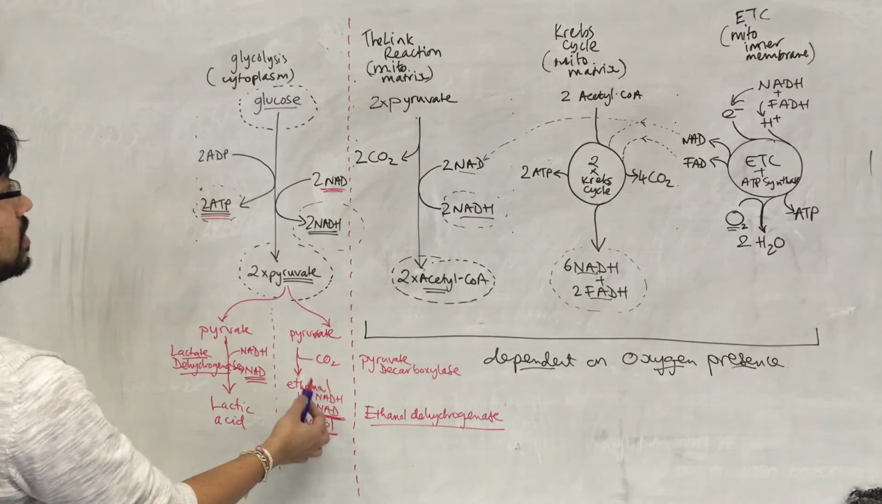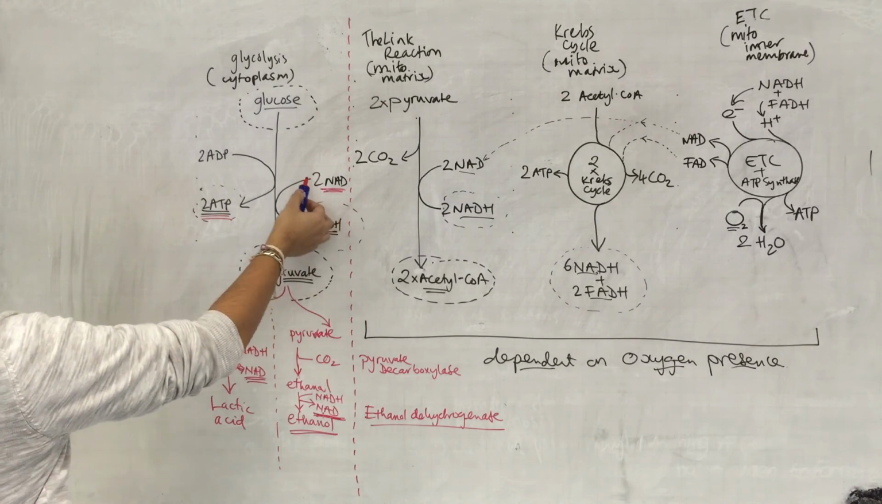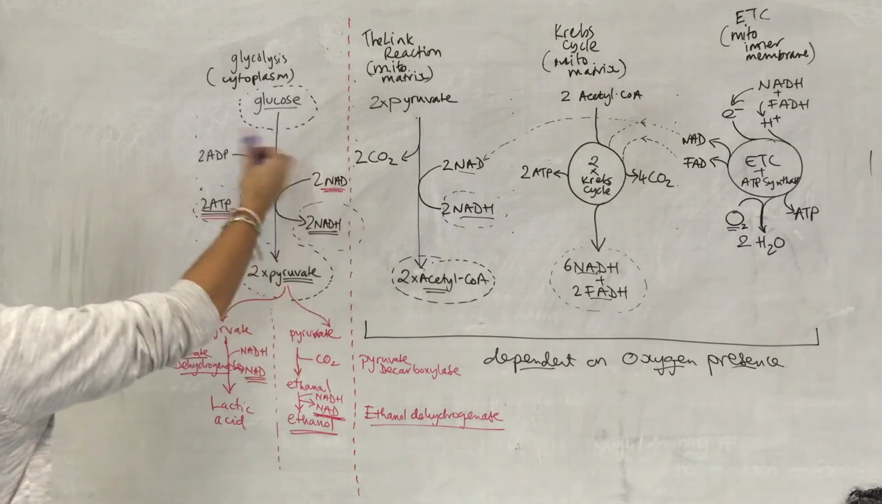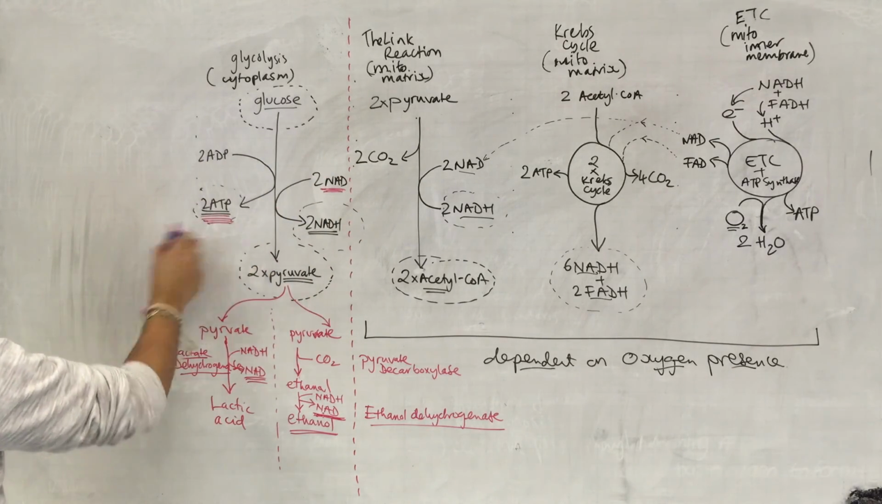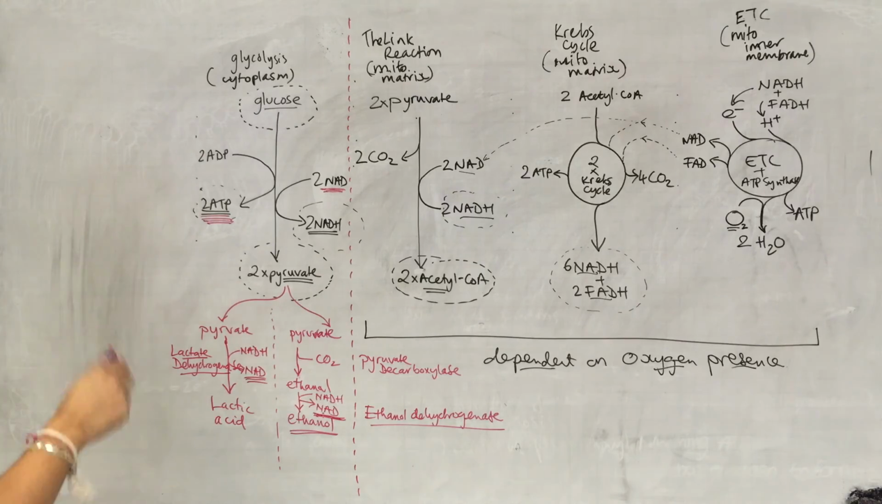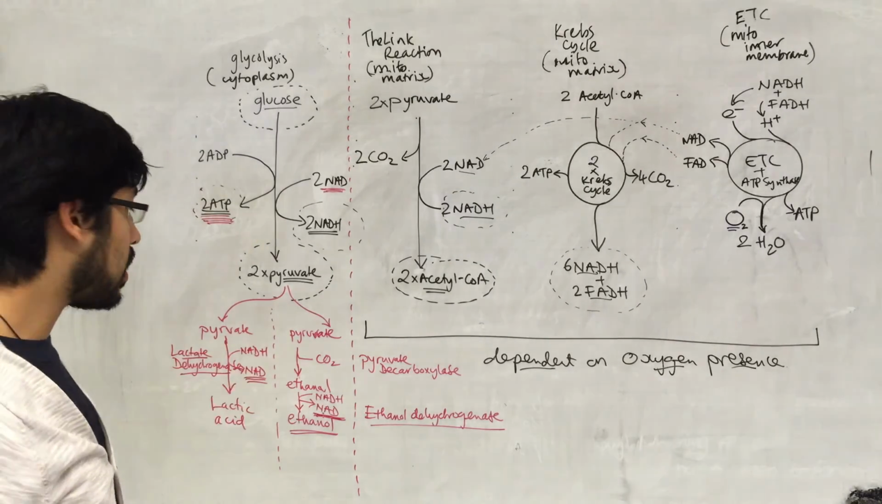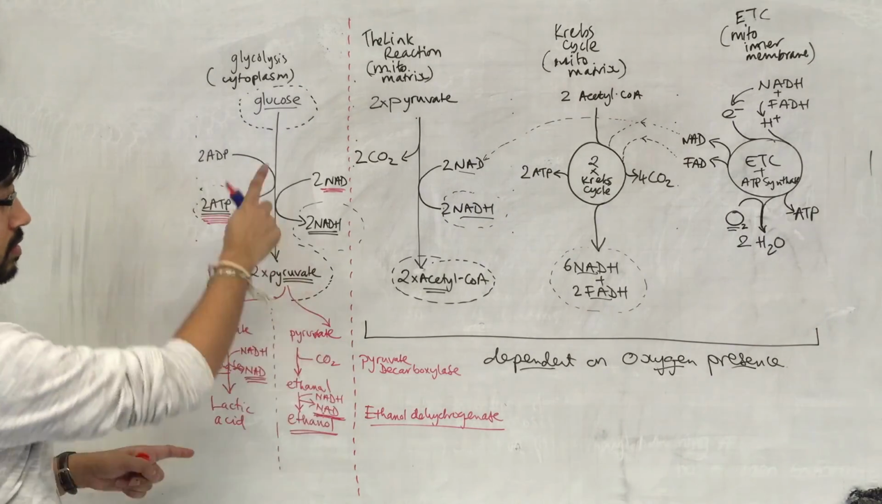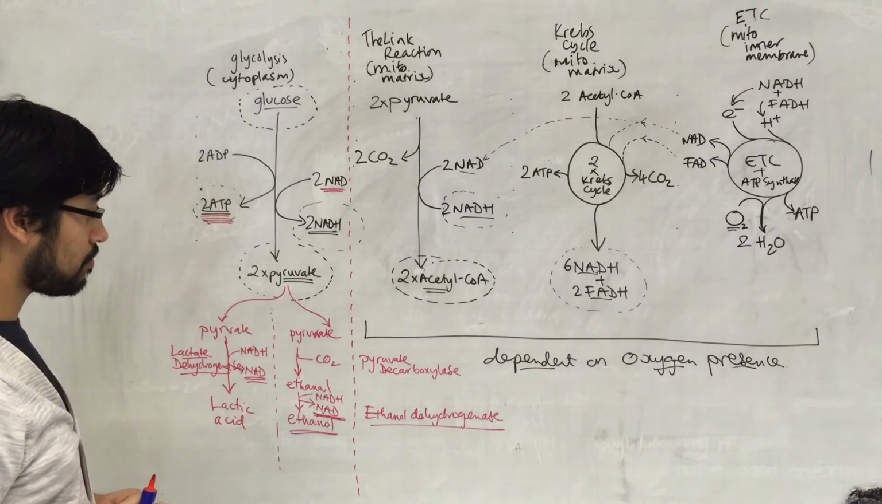This reoxidized NAD can go back into the glycolytic process and keep that process going, so that even though we're generating small amounts, we're still making ATP, even when oxygen is not there. So that's the whole point. That is the whole point.